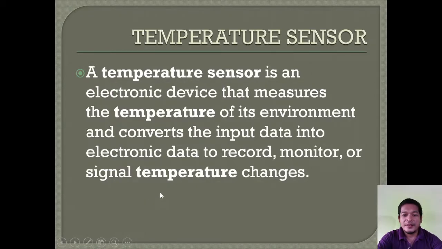So for example, a temperature sensor is placed in your stove and you want to measure the temperature, how hot the fire is. Its output is usually a voltage that we input to the processor, then the processor will give an output to the display, our LCD, so we can see the actual measured value of the temperature in our stove. So that's only an example of a temperature sensor.